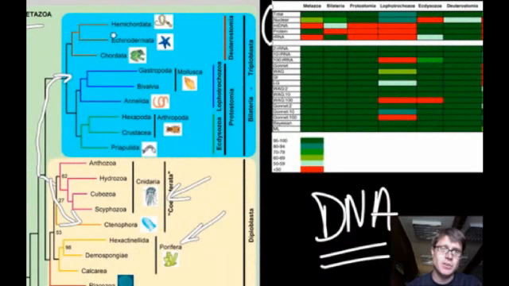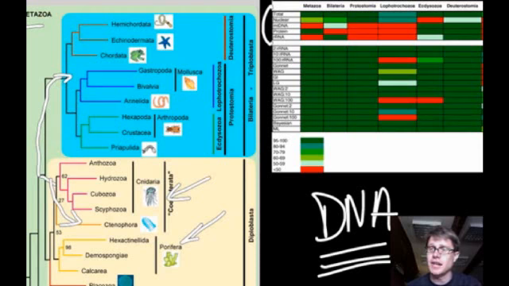The branch up here that makes us and the branch that makes the jellyfish separated a long time ago, and they've been evolving since then. This is a great example of a phylogenetic tree where we can use molecular evidence to answer a problem. But you have to gather a huge amount of data before you can actually do that.